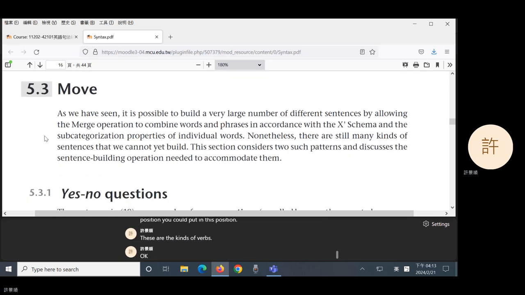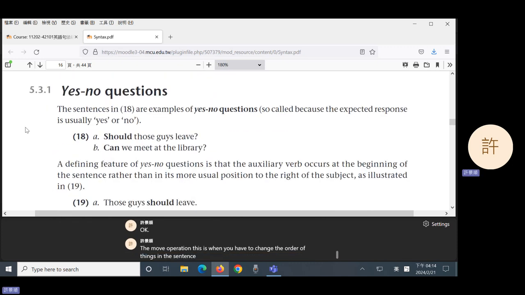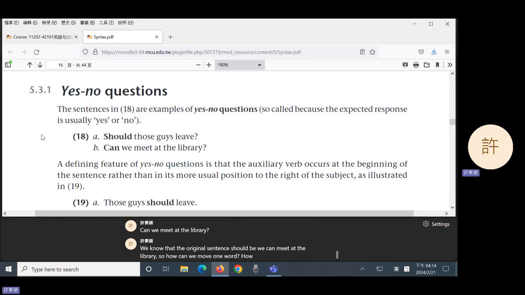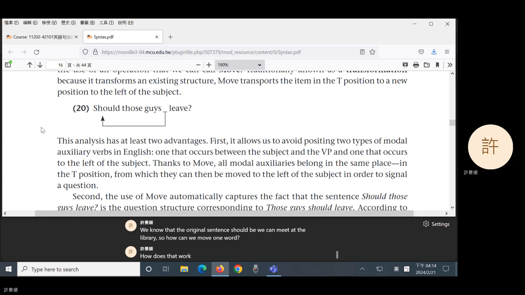Okay, the move operation. This is when you have to change the order of things in the sentence. For example, yes, no questions. Can we meet at the library? We know that the original sentence should be, we can meet at the library. So how can we move one word? How does that work? Right, those guys should leave becomes should those guys leave.